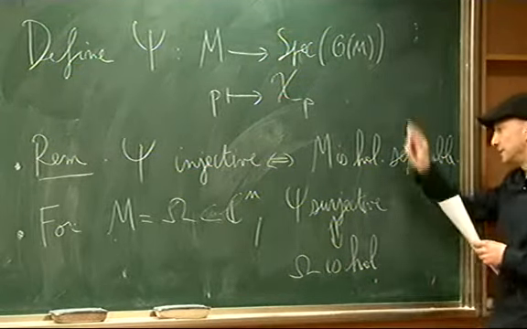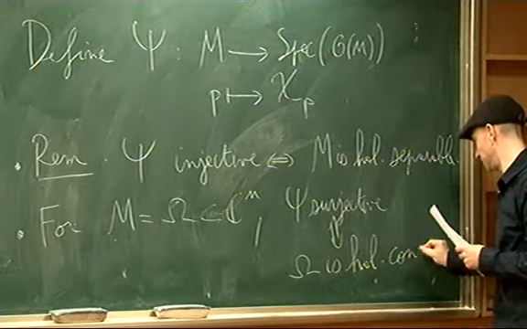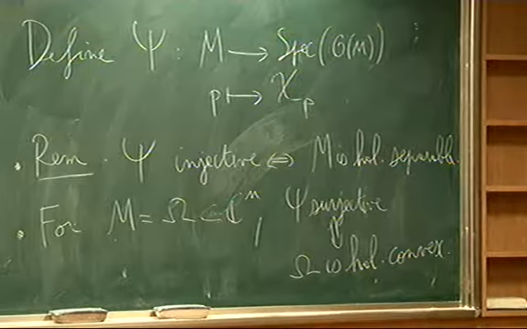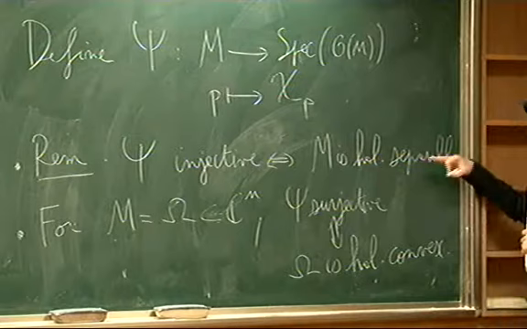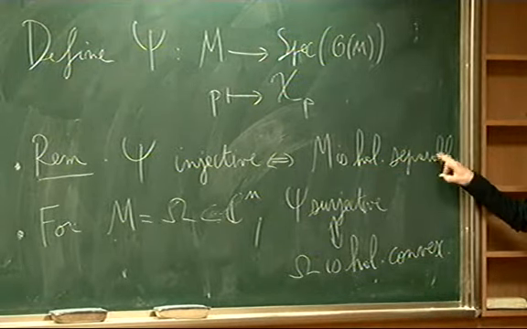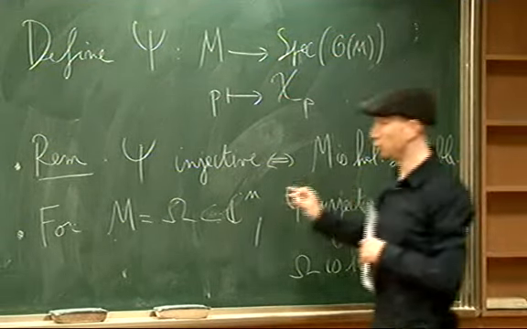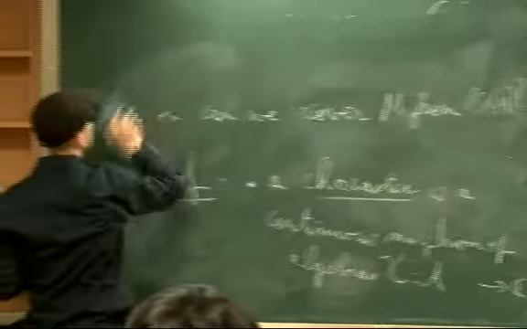So I did all these definitions. It was a bit long and it was not clear where I was going, but now I have a very nice definition for being holomorphically separable and holomorphically convex. Now we are very close to Stein.